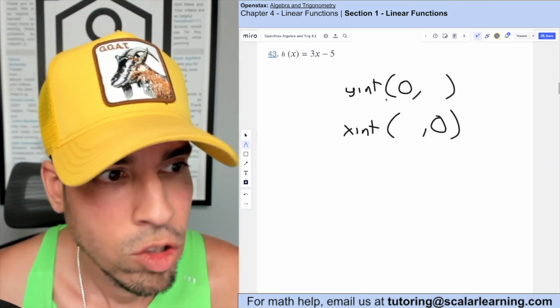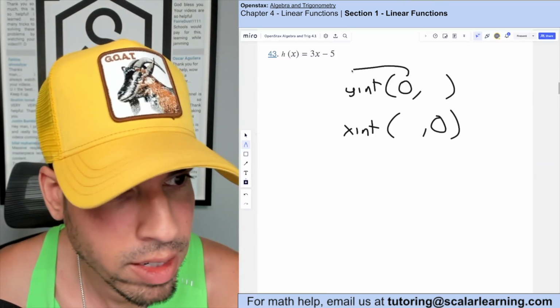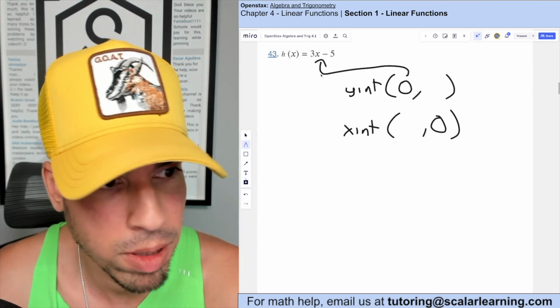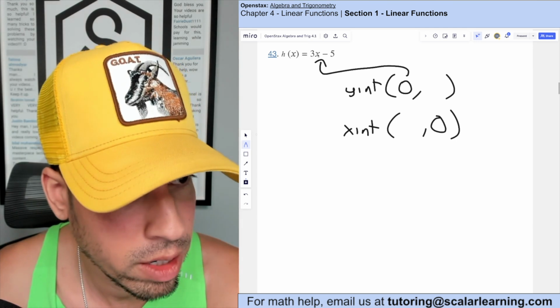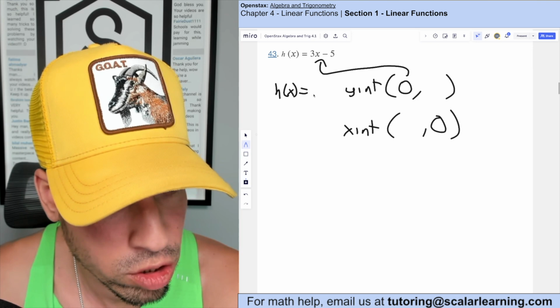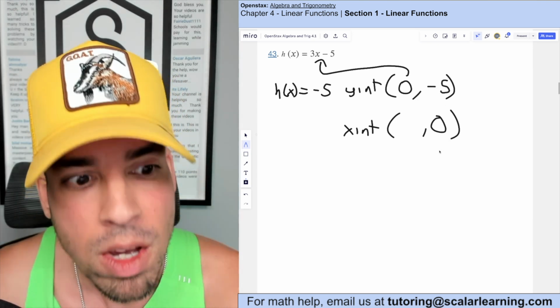Boom, done. So for this one, once again, we start off on the assumption that a y-intercept is when x equals 0 and the x-intercept is when y equals 0. So we're going to start here. We're going to plug and chug. So plug 0 in for x. We get h of x equals 0 times 3, which is 0, minus 5. That is just negative 5. So there's my y-intercept.